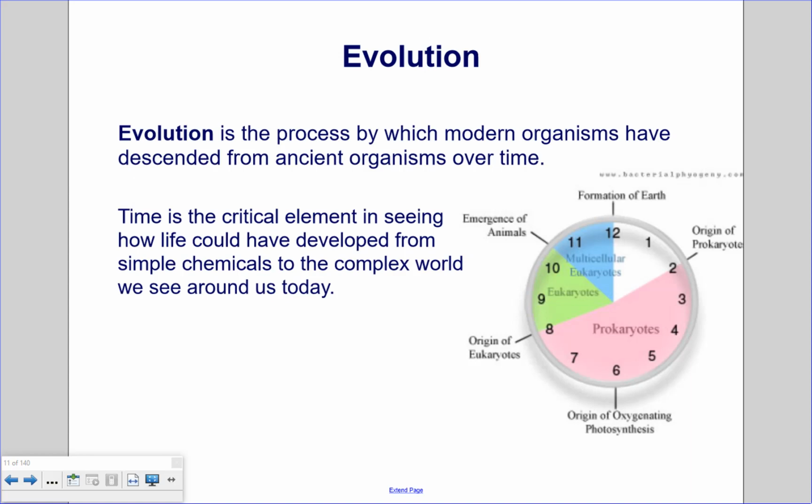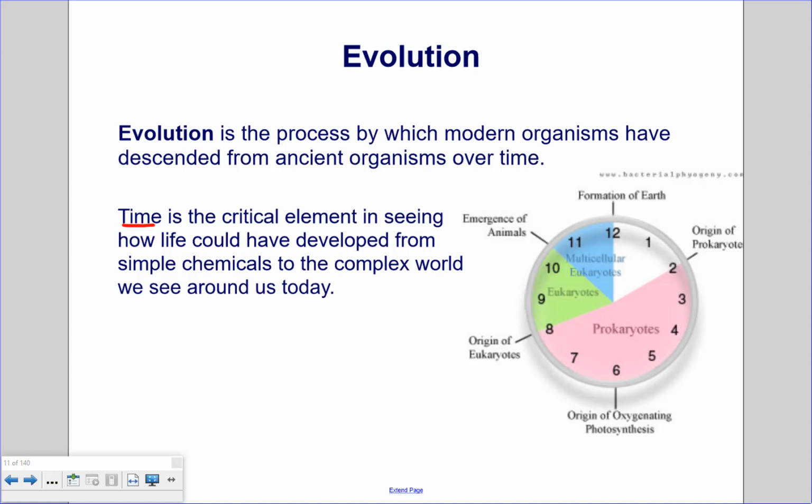Evolution. Evolution is the process by which modern organisms have descended from ancient organisms over time. Time is the critical element in seeing how life could have developed from simple chemicals to the complex world we see around us today. Take a look here at the clock on the right. It shows the relative amounts of time between each major event taking place.